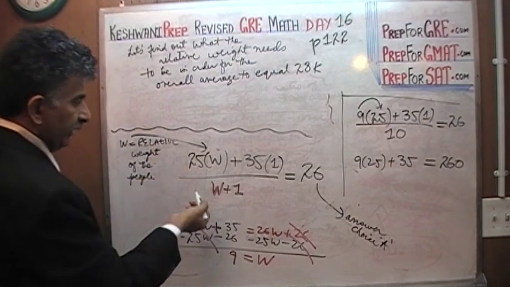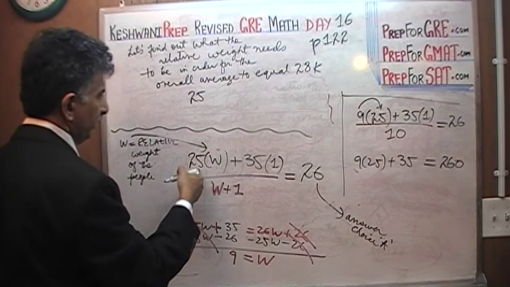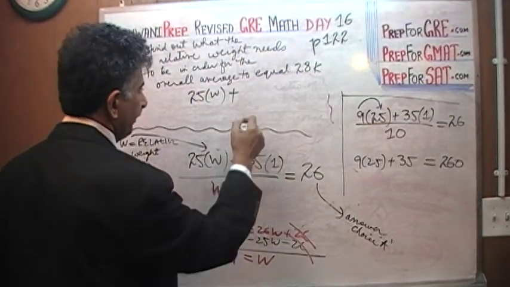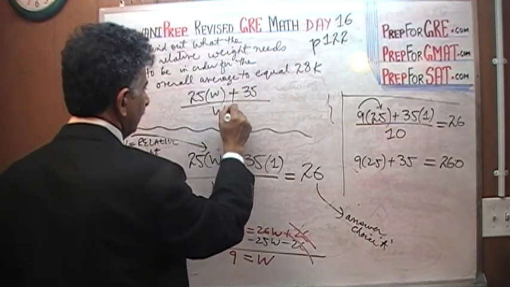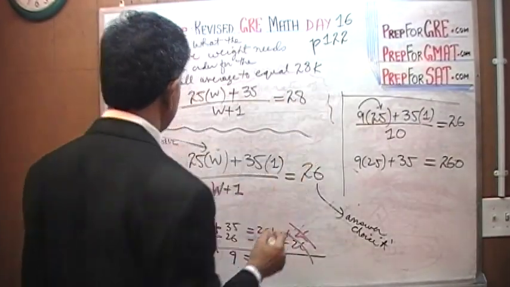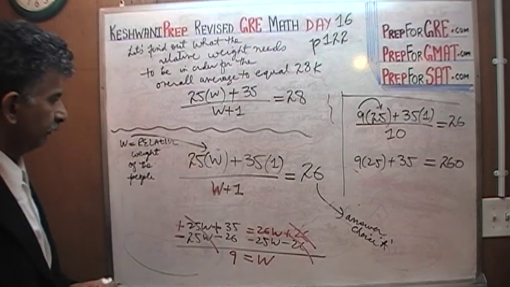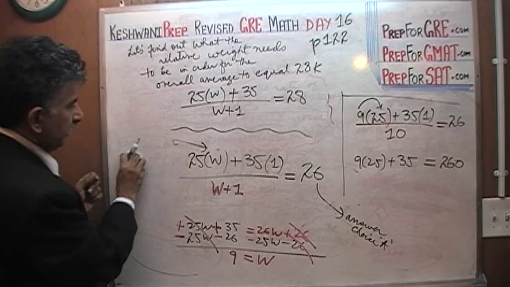So again, the same equation, except we have 25,000 as the average in the first department. We're giving it a weight of W. The second department has the average of 35,000. Therefore, the total weight is W plus 1, and that has to equal 28. Unfortunately, I do need the room, so I'm going to erase this part. I have no choice. But you got it, of course, it's right here.